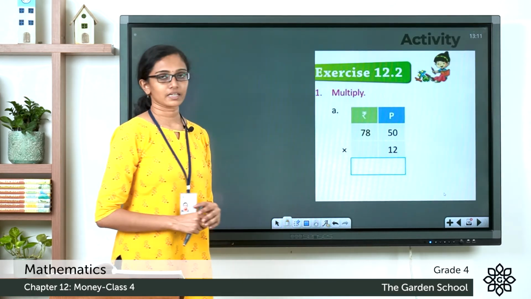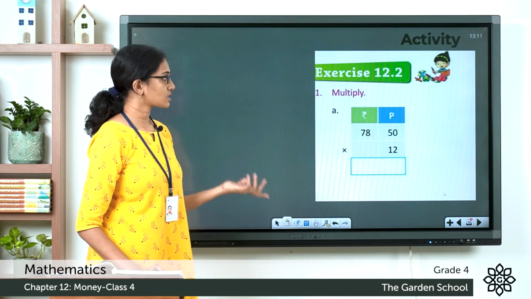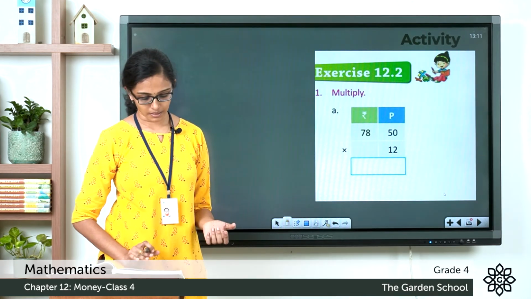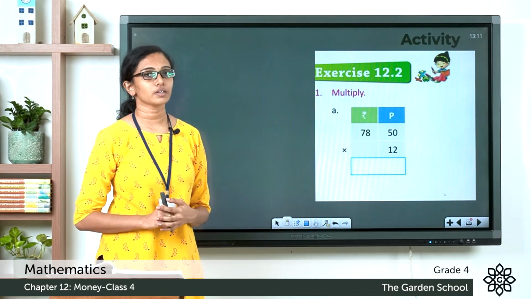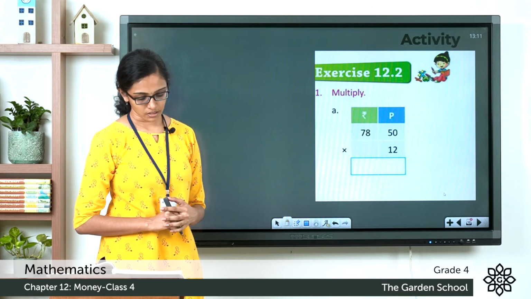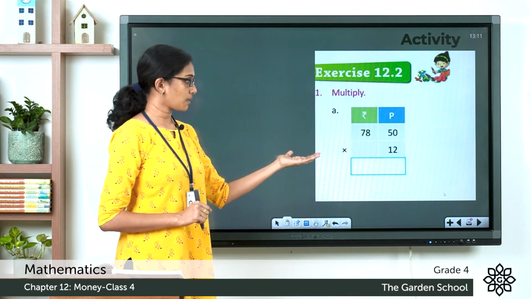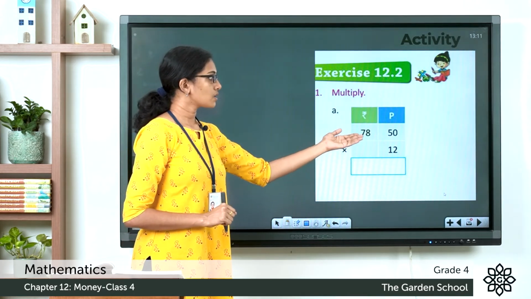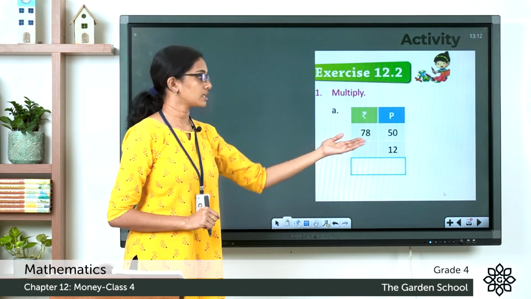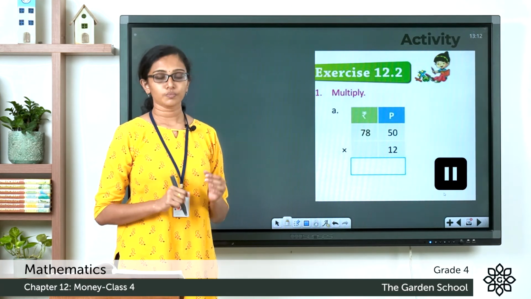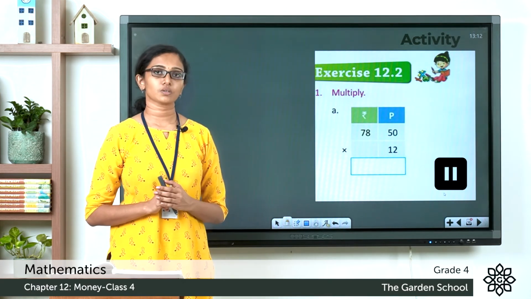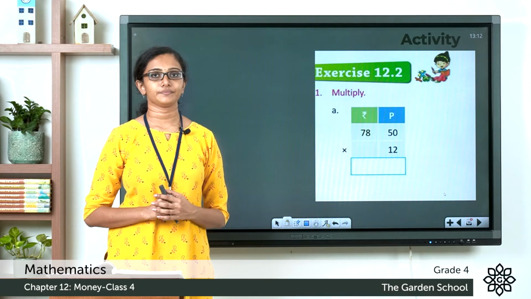Now we'll do one activity. This is from exercise 12.2, which is on page number 168 of your textbook. You can turn to that page. The first question is to multiply, and question 1a is to multiply 78 rupee 50 paise with the number 12. So you please pause this video, work out this question and then come back.